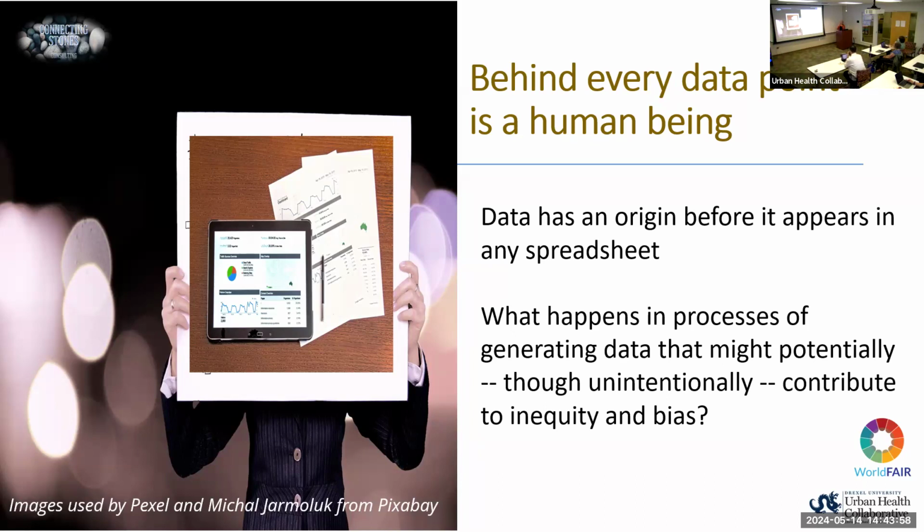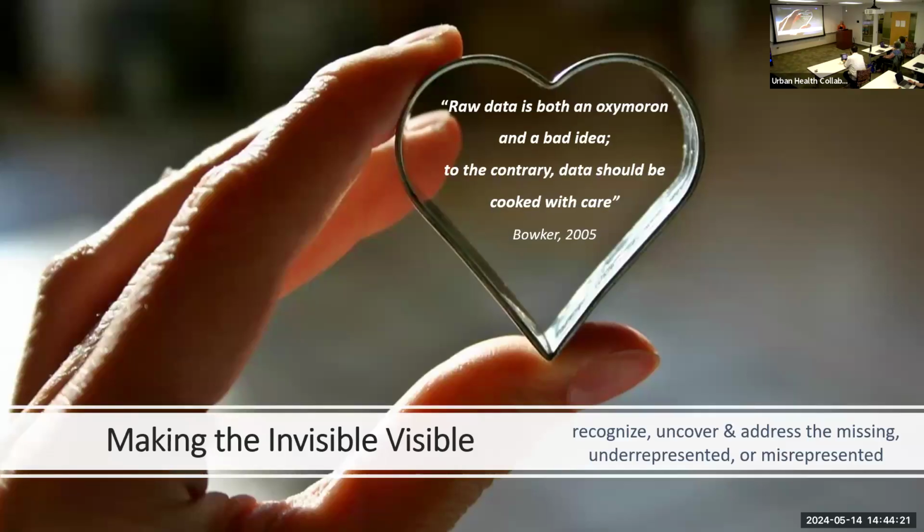That being said, recognizing that data has an origin well before it ends up in a spreadsheet changes the way that we think about the power of what we're doing with that data. What happens in the process of generating that data can actually potentially contribute to inequity and bias, or increasing inequity and bias, often unintentionally. You don't have to be deliberately seeking to do that for it to happen.